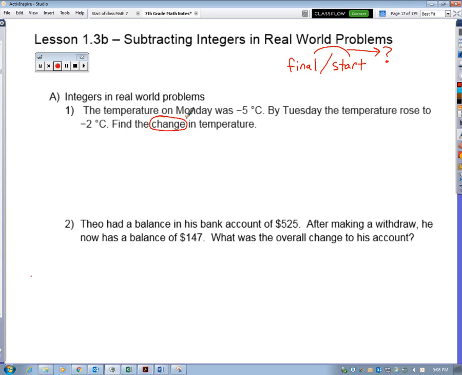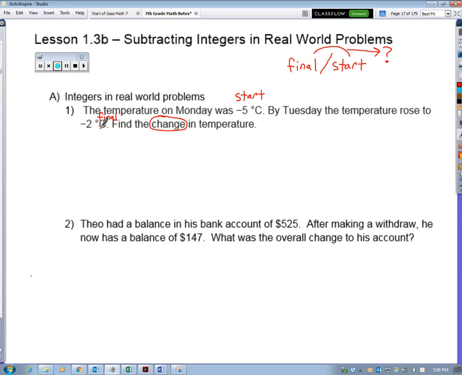And the other thing that tells us it's subtraction, looking at this little trick I'm going to show you, is the final and the start. Take a look at this. On Monday it was -5 degrees Celsius. That's where it started. This is our start. Then by Tuesday it went up to -2 degrees Celsius. That is our final temperature. So we began here and then we ended here, and we want to find out what happened between the -5 degrees Celsius and the -2 degrees Celsius.